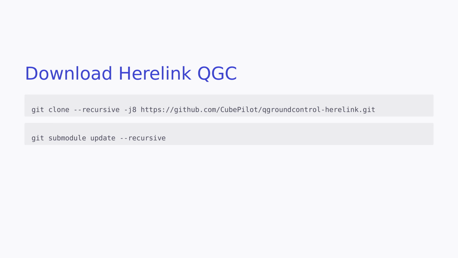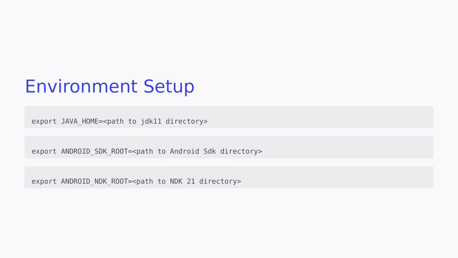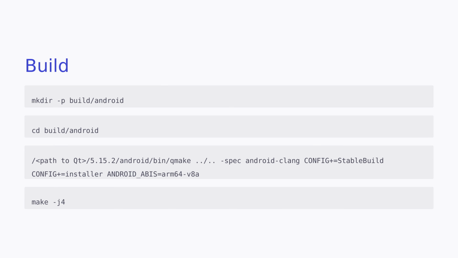Download the Herelink version of QGC from github.com/kubepilot. Clone the repo and initialize submodules. Install GStreamer in the root of the repository. Download using wget and untar it into the new GStreamer directory. Set the environment variables for Java Home, Android SDK root, and Android NDK root. Create the build directory from the root of the repository and build as follows. Note that -j4 is the number of parallel jobs to use when building QGC.